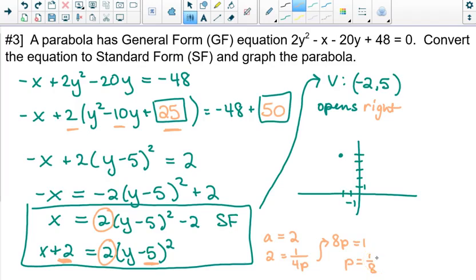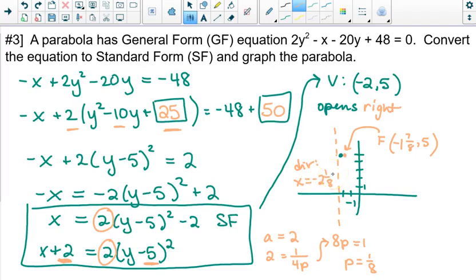We're going to go 1/8 of a unit to the right of the vertex to get to the focus, and 1/8 of a unit to the left to get to the directrix. So to get the coordinates of the focus, we add 1/8 of a unit to our vertex x coordinate. That gives us negative 1 7/8, comma 5. For the equation of the directrix, we subtract 1/8 from negative 2, so we get x equals negative 2 and 1/8.